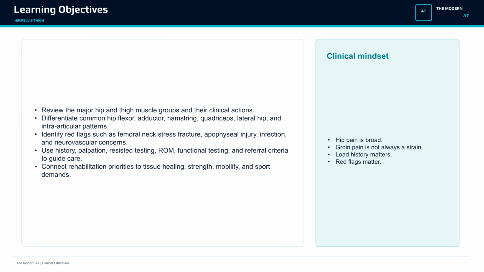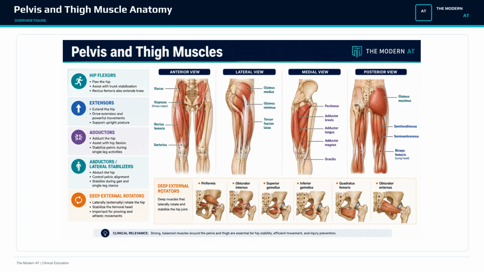By the end, you should be able to explain why location, mechanism, age, training history, weight-bearing tolerance, and red flags shape the entire evaluation. Use this anatomy overview as a regional map. Hip flexors, extensors, adductors, abductors, and rotators all influence femoral position and pelvic control. In sport, these muscles rarely work alone. For example, sprinting requires hip flexion, hip extension, hamstring control, pelvic stability, and trunk control at the same time.